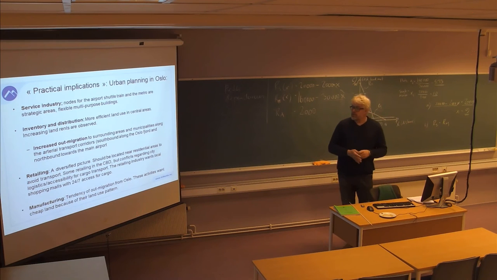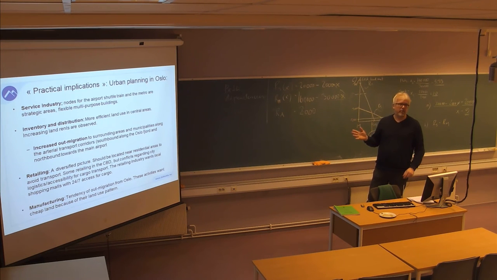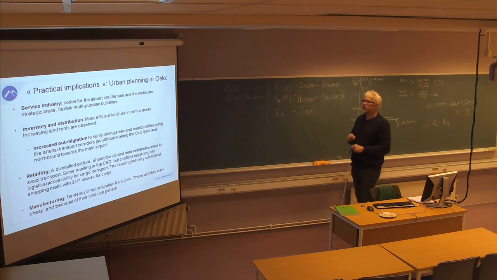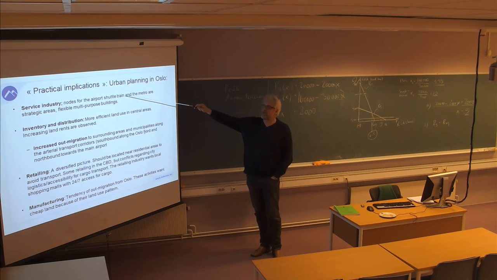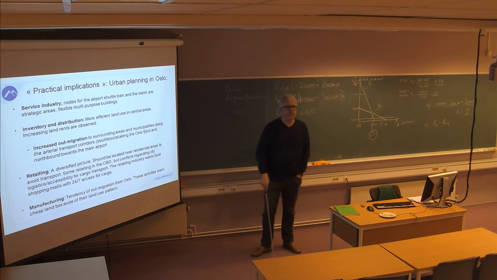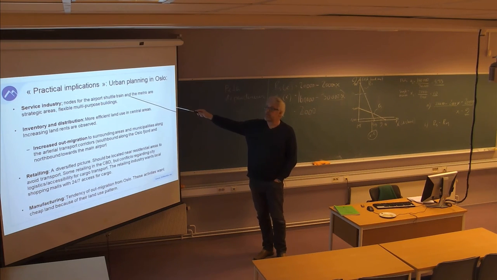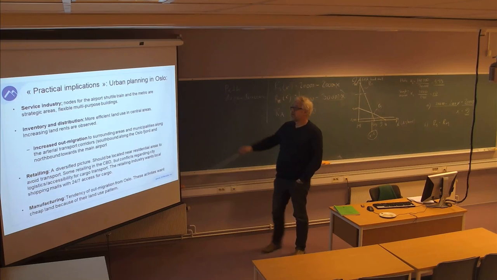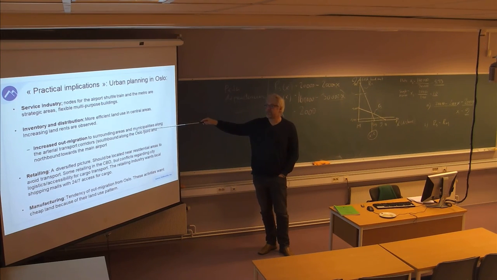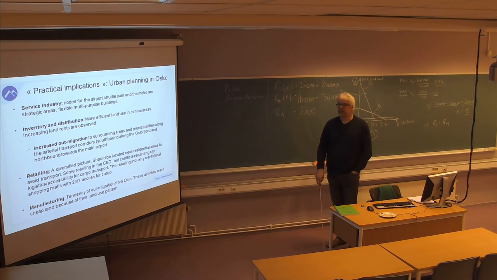And I'm just showing you this. These are more or less citations or things that can be found in the planning documents for Oslo. Try to develop service industry around nodes for the shuttle trains and the metro to reduce urban sprawl and car use. Try to get rid of the land-consuming activities in the city center and get them out of the city center and to the surrounding areas along the arterial transport corridors. Makes sense, because they are land-intensive and also transport-intensive.